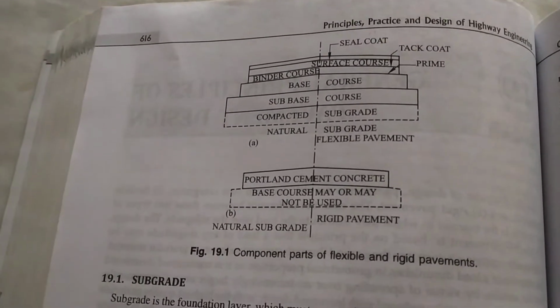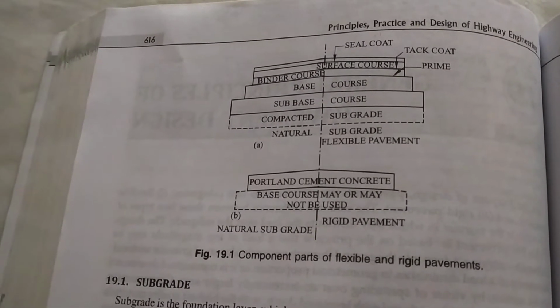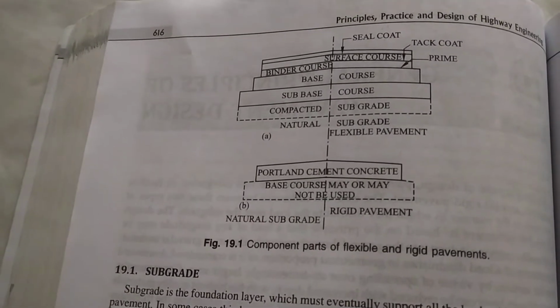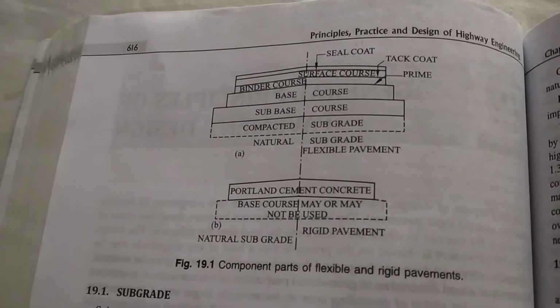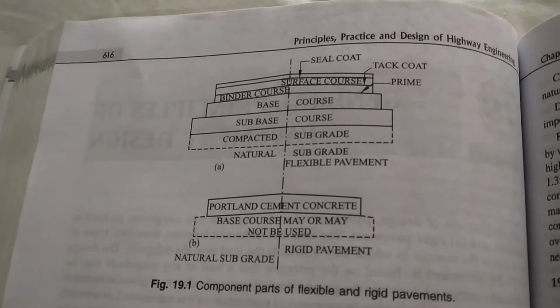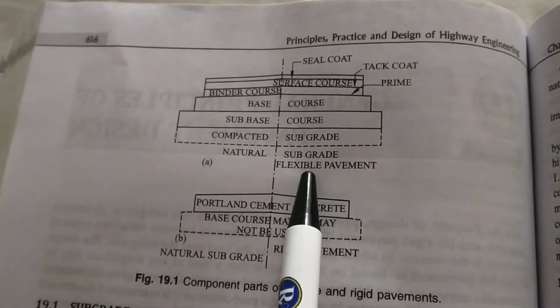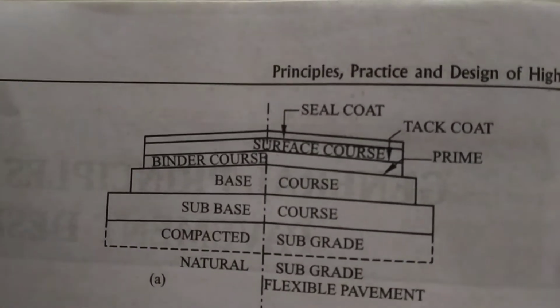Now, what are the different types of pavements? The different types of pavements are flexible pavement, rigid pavement, semi-rigid pavement and composite pavements. Now I am going to discuss rigid and flexible pavement here. As you can see, the figure shows flexible pavement and rigid pavement.